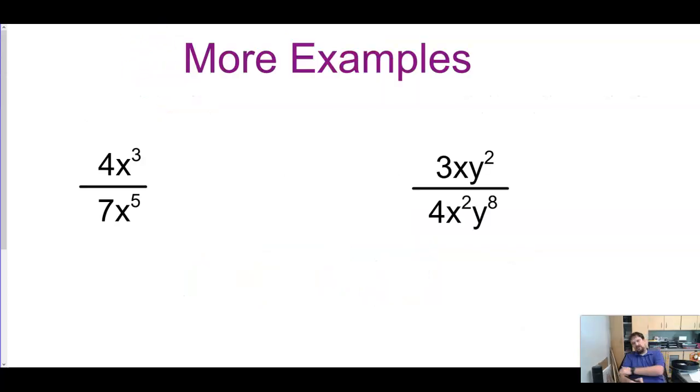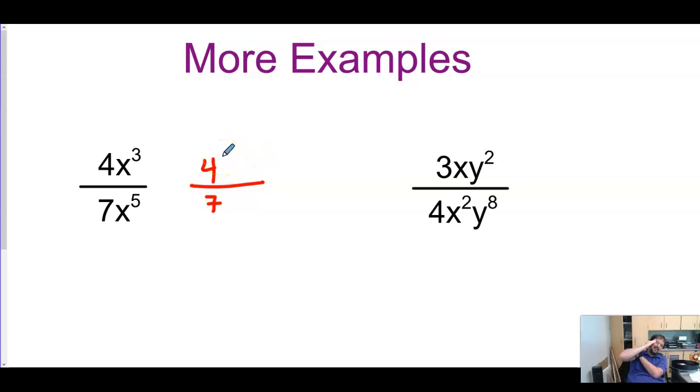Okay, so let's look at some more examples. We have 4x cubed over 7x to the 5th. So 4 divided by 7 really can't be simplified, so we're just going to put 4 over 7. And then notice on this one, the x cubed is smaller than the x to the 5th. So if we did 3 minus 5, that would actually give us a negative exponent.